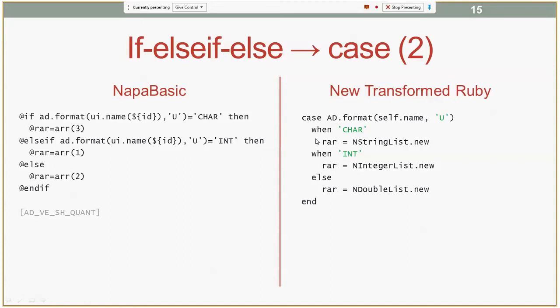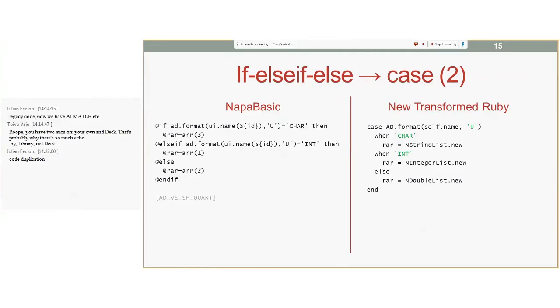And this can be even more efficient when the comparison is not for a single variable, but for a more complex expression. So for example, in AD, VESH, quant, we had if and then a complex formatting statement compared to char, else if the same complex formatting statement compared to if. Now when this is converted to a case statement, automatically we get this formatting statement only once and then the different results here.